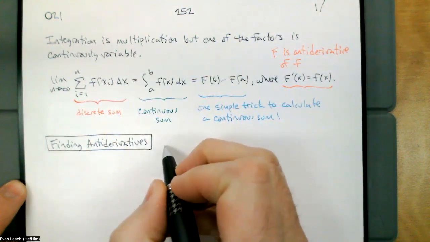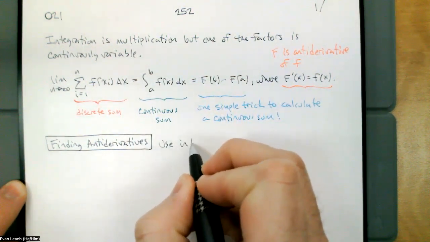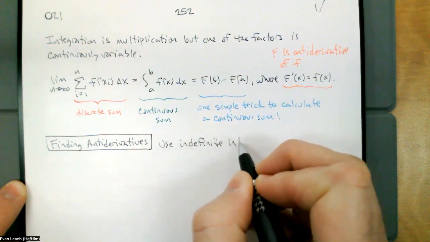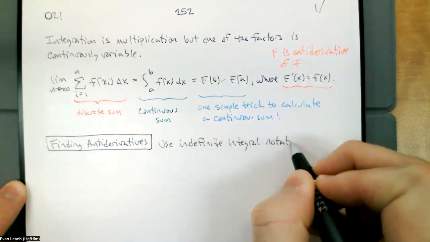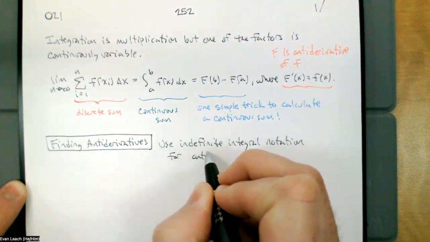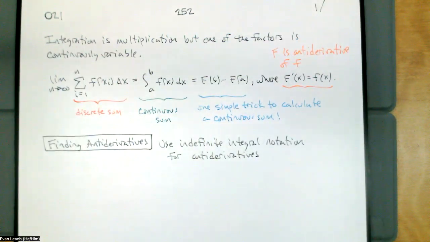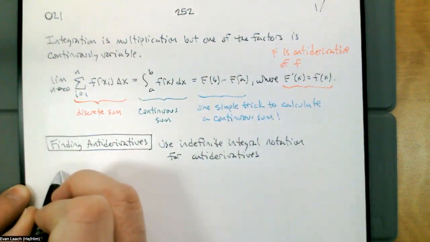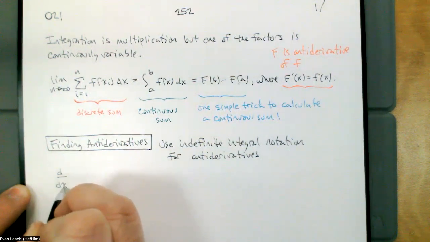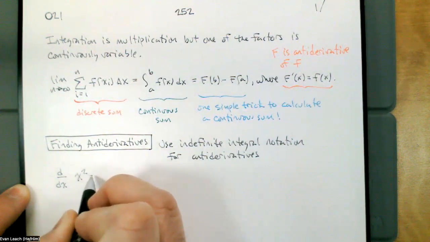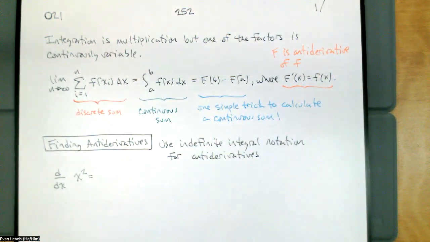The notation that we're going to use is the indefinite integral. We're going to be using indefinite integral notation for antiderivatives. The way we're going to start this is we're going to take every derivative that we know and turn it into an antiderivative by flipping the notation around. So we'll start with something simple.